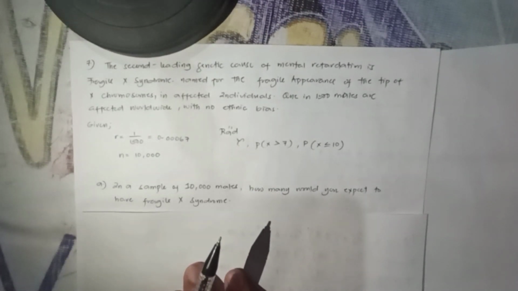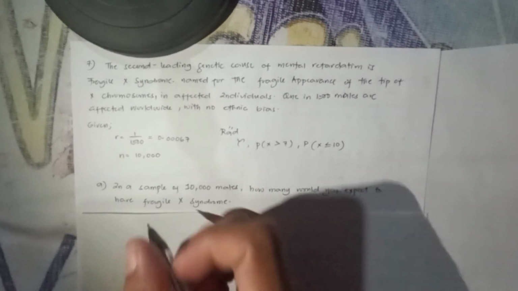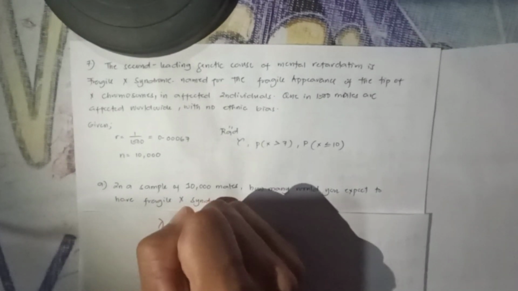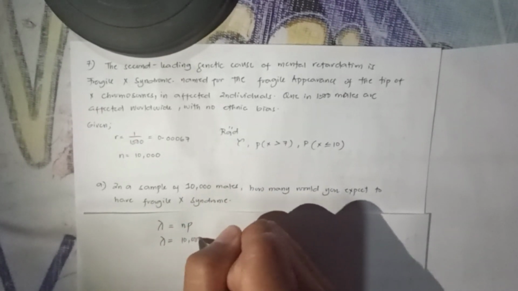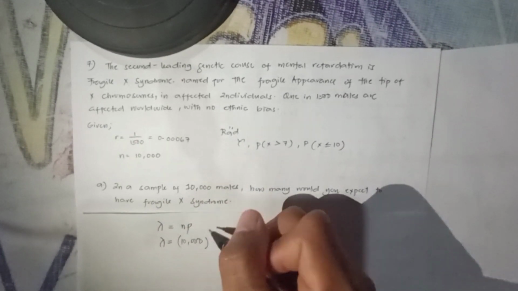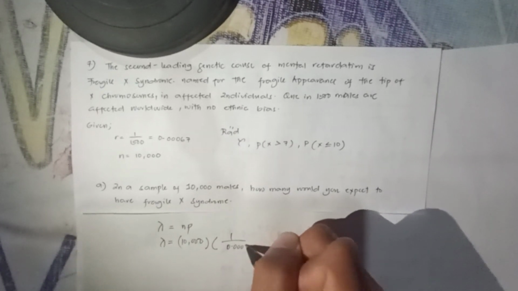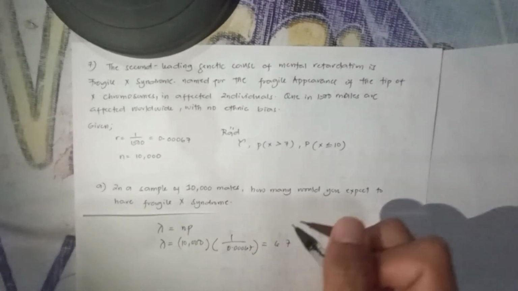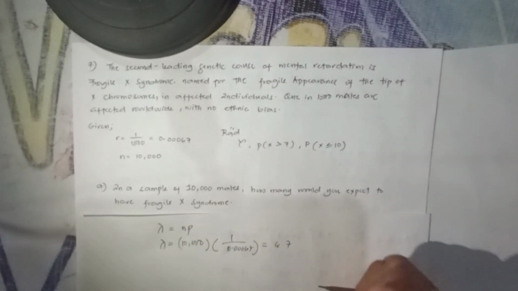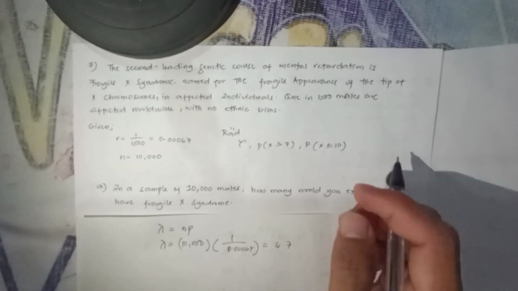And then after that, you need to get the values from your question, letter A. In the sample of 10,000 males, how many would you expect to have Fragile X syndrome? From the formula itself, NP, your N would be 10,000, and then you substitute the value of your P, that is 0.00067. The answer of your letter A will be 6.7. So there is 6.7 that is expected to have Fragile X syndrome.